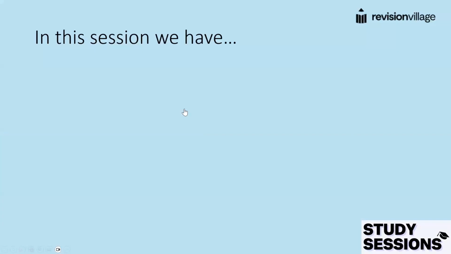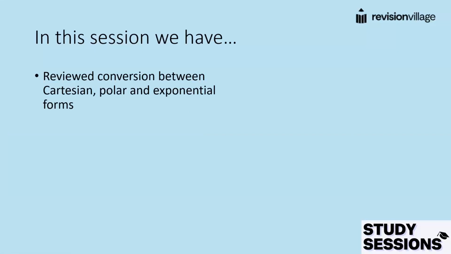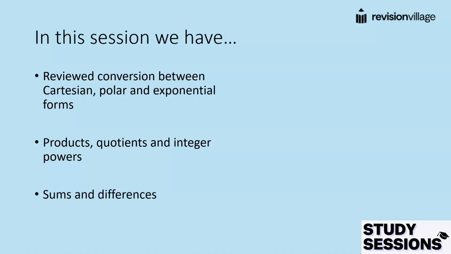I just want to note here, this is the end of the session wrap up. We had a look at the start at reviewing conversion between Cartesian, polar, and exponential forms, and we looked at a product and an integer power. I noted there that quotients are the same as products because we put them in Euler form and then we subtract the powers instead of adding them. We've looked at sums and differences specifically in the case of sinusoidal functions, again using complex numbers in Euler form, which is something that IB love to throw into their exams. Paper 1, paper 2, paper 3, they'll put it anywhere, they love it.